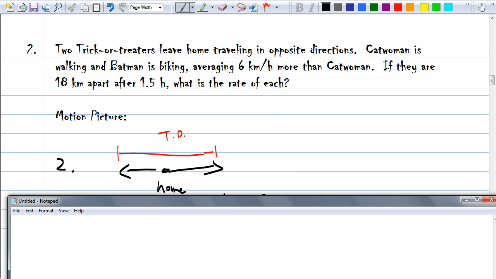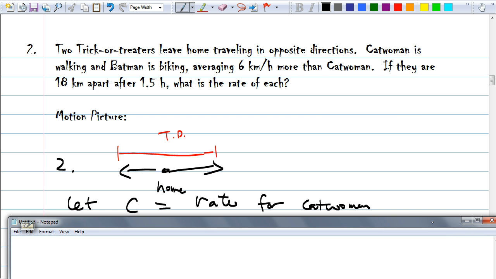So here we go. Spencer, can you tell me what you did for your variable? How did you declare your variable? Let R equal Catwoman's rate. Good. I did C. Is that okay? Yeah. Let C be the rate of the Catwoman. Then what? Yes, Tajwar? So then C plus 6 equals the rate for Batman. Yeah, there you go. Is that easy, guys?